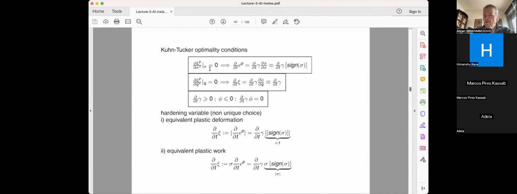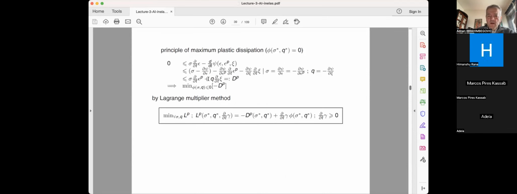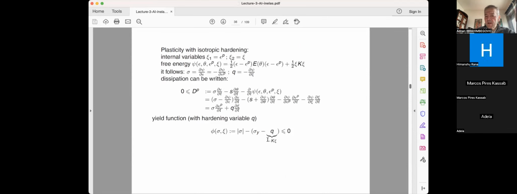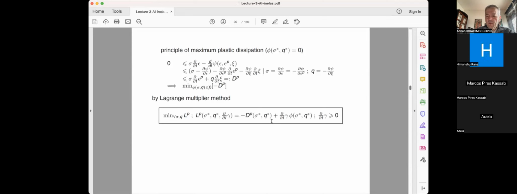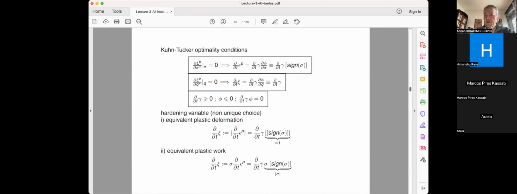So taking the partial derivative with respect to sigma, I obtain the evolution equation of my plastic deformation: epsilon plastic dot equals gamma dot times d phi d sigma, which is nothing but sign of sigma. Then I take the derivative of the plastic Lagrangian with respect to Q. Recall Q is just here with the plus, so the derivative dQ is nothing else but 1. So the evolution psi dot is equal to gamma dot.